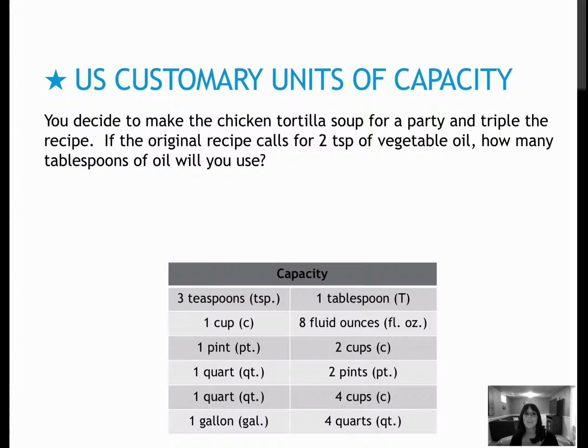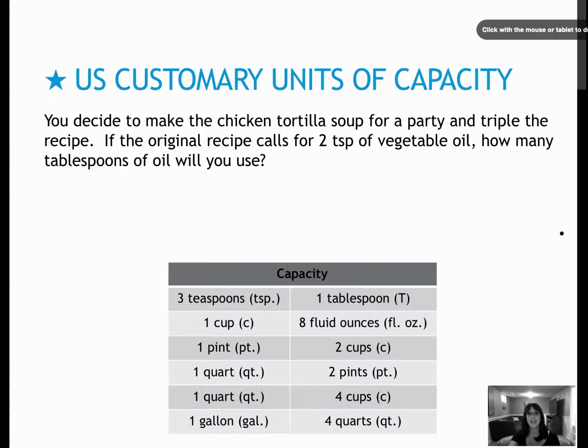You decide that you're going to make this soup because it's so amazing. You're going to make it for a potluck party that you're going to attend, but you need to triple the recipe so that there's plenty for everyone. The original recipe calls for 2 teaspoons of vegetable oil. You can't find your teaspoon anywhere. You need to know how many tablespoons of oil you are going to use to make this recipe.